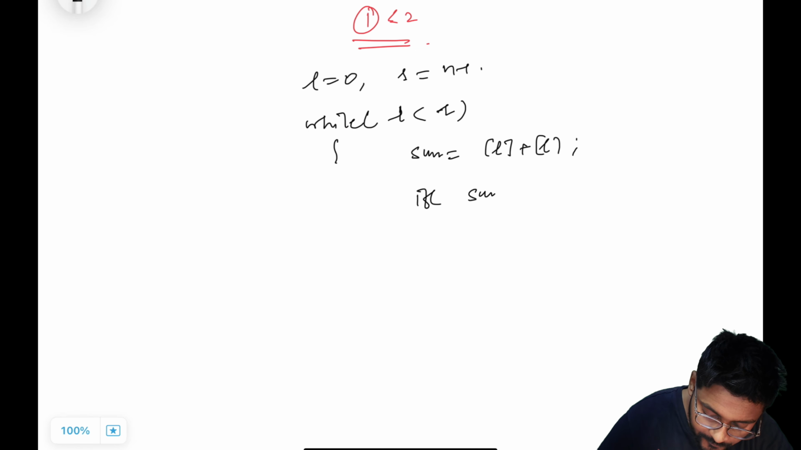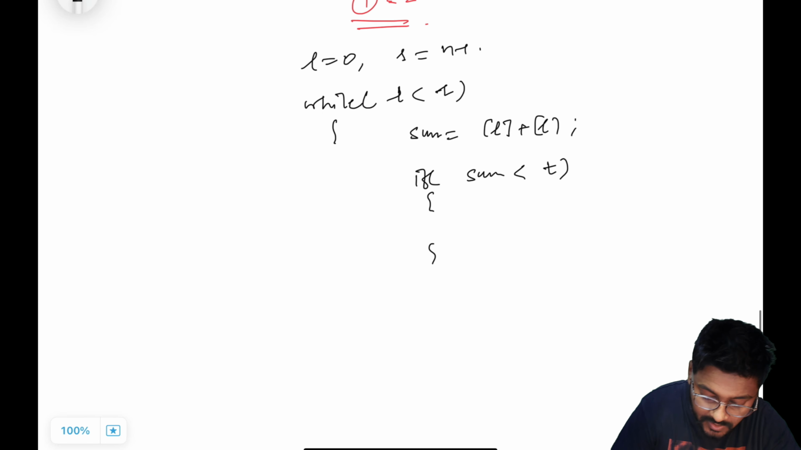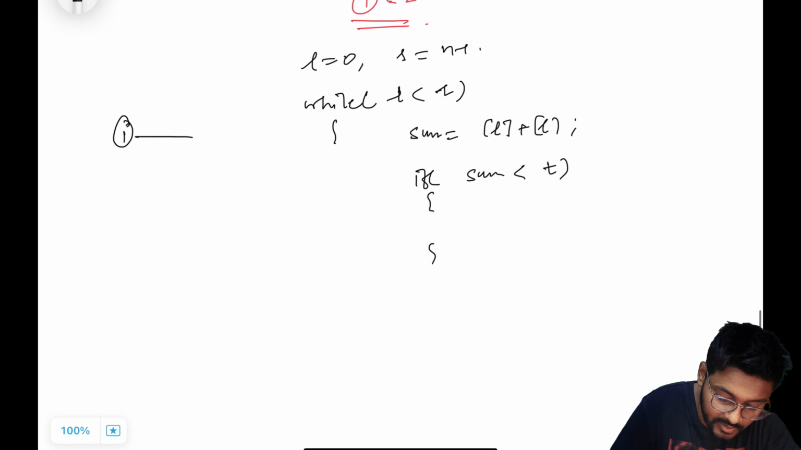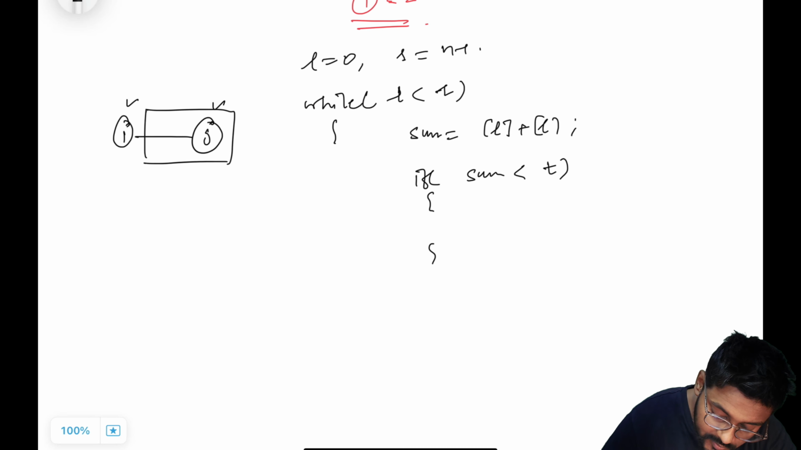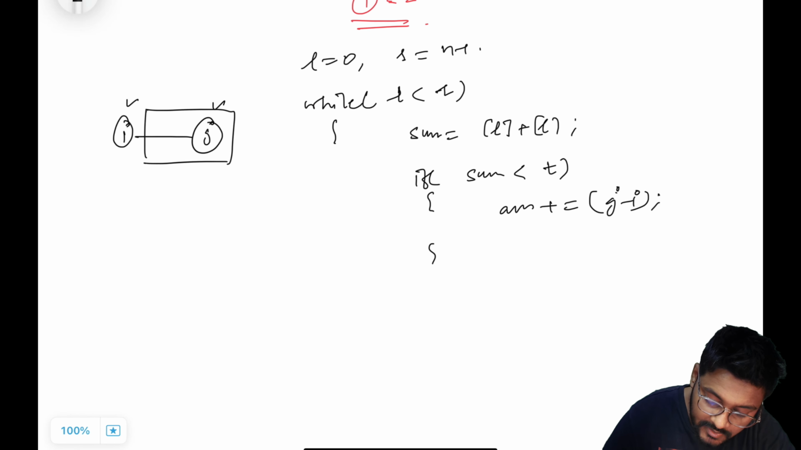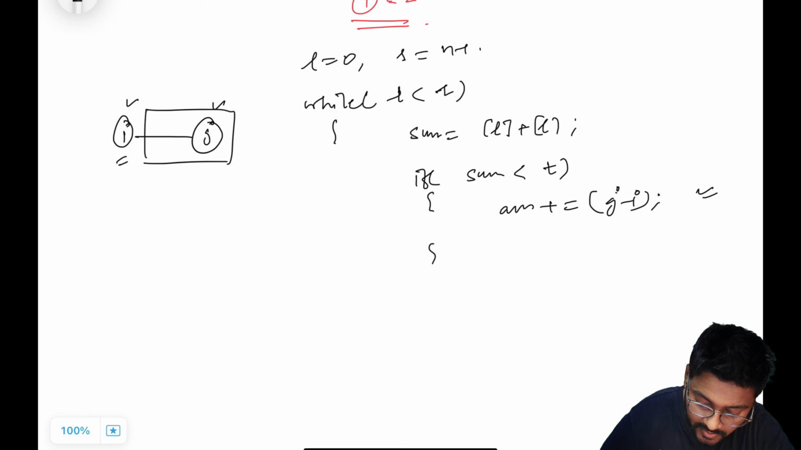If the sum is less than target, it means I'm going to capture my result. So here it is showing that starting from i till j, if I pick any of the j, that is valid. So answer plus equal to j minus i. This is something I'm going to capture: all the possible answers having this fixed i.